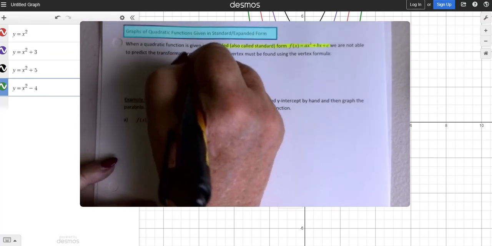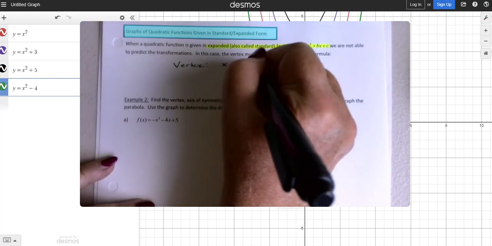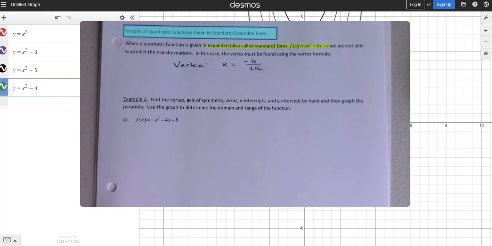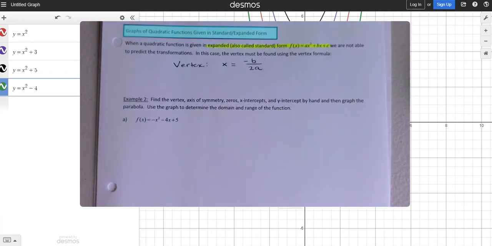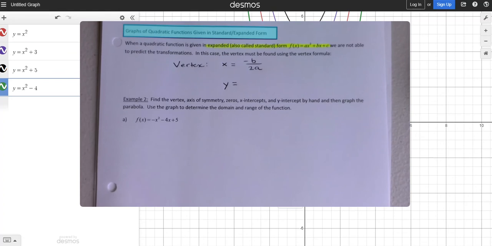The vertex is located at, for x, I plug in values to the formula -b over 2a. Notice it's like the little piece of the quadratic formula without the radical, right? That's no accident, actually.